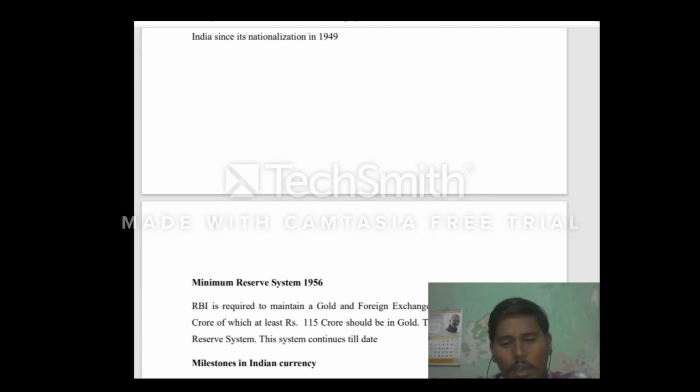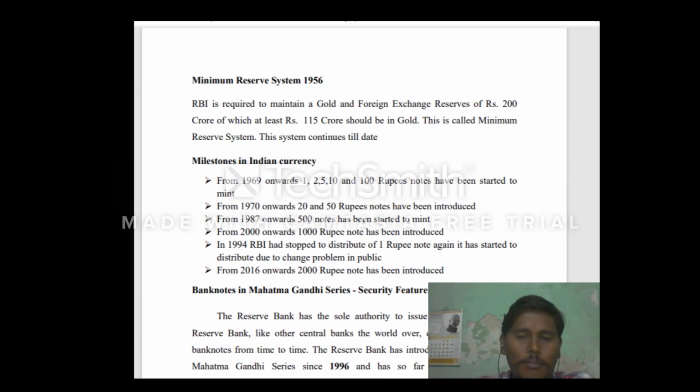When RBI was established, it was in private hands, but the RBI was nationalized in 1949. And in 1956, RBI introduced a system called the minimum reserve system. RBI is required to maintain a gold and foreign exchange reserve of Rs 200 crore, of which at least 115 crore should be in gold, and the rest of 85 crore may be in the form of gold or foreign exchange, in order to mint new currency. If RBI wants to mint new currency, it has to follow the criteria of the minimum reserve system.